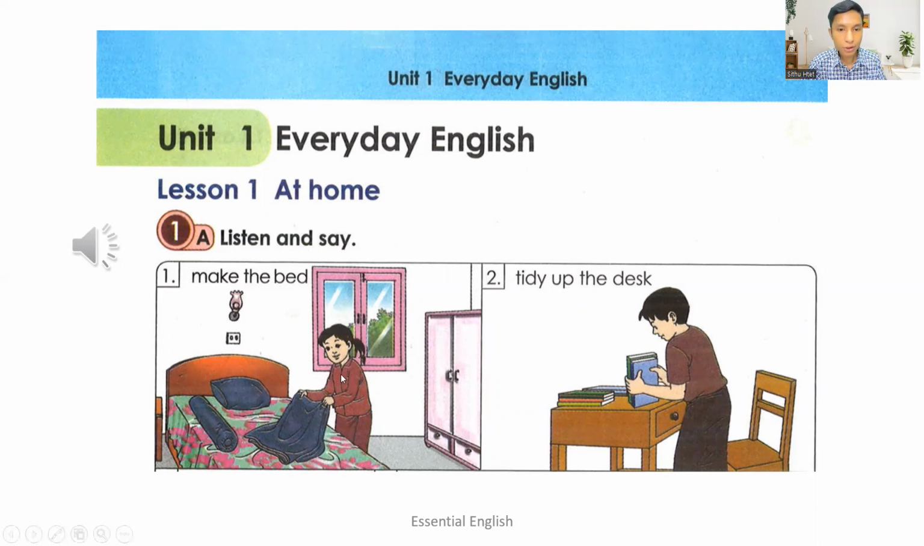In the first picture, you can see the girl is making the bed. She's trying to keep the blanket and the pillow neatly. So, she's making the bed. And if you look at the second picture, the boy is tidying up the desk. He wants to make his books and his things tidy on the desk.